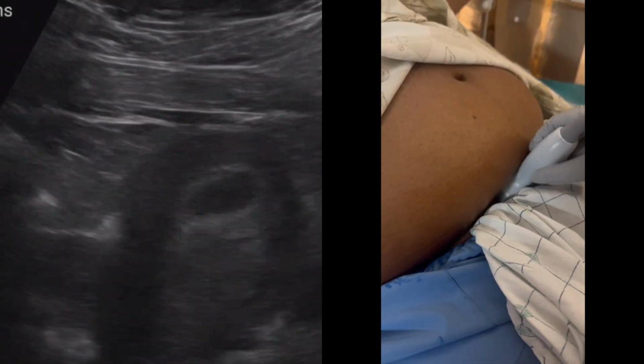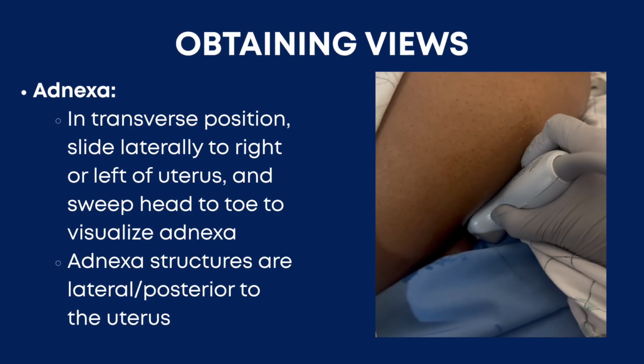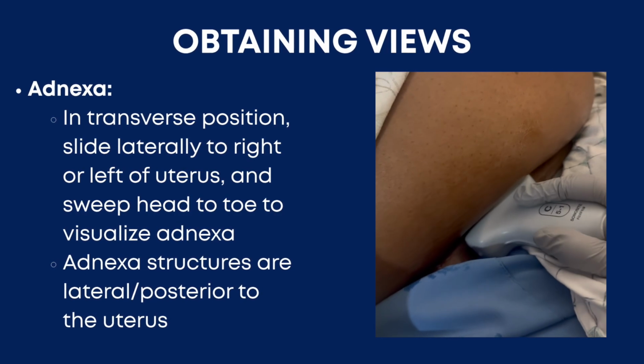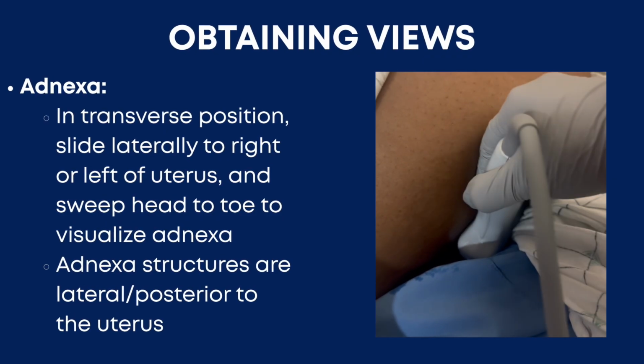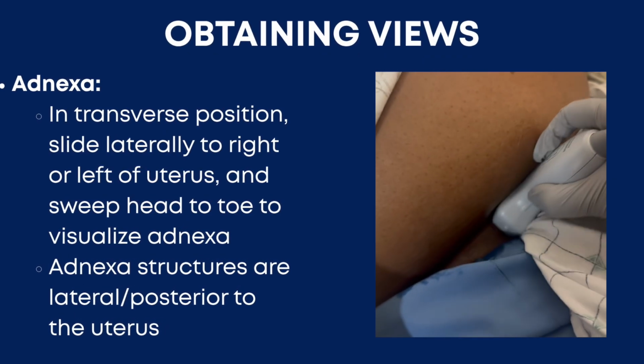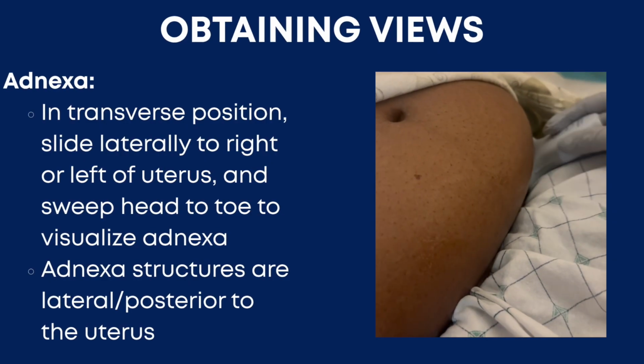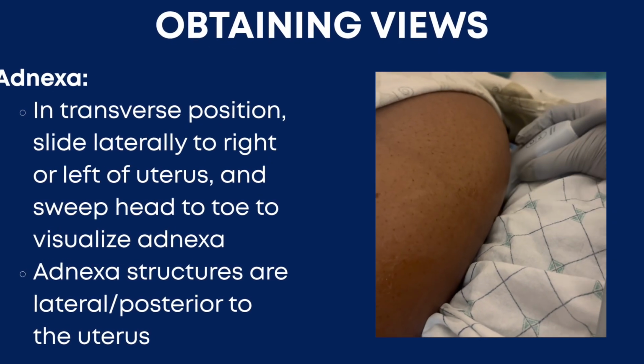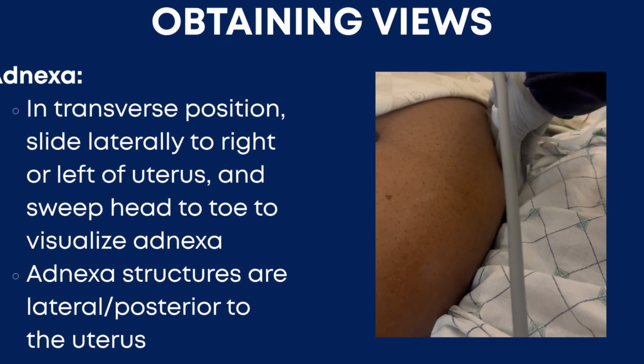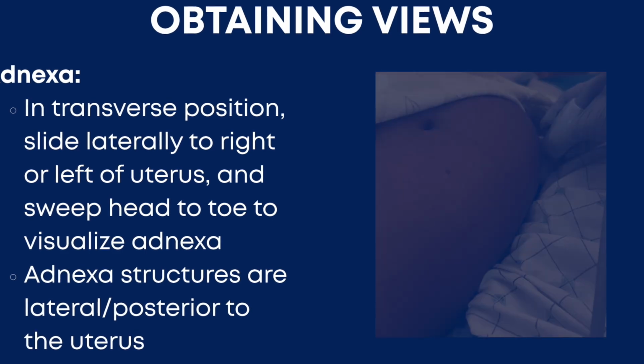The third view is the adnexa, which you want to obtain by looking in the transverse position and sweeping the probe to fully visualize the adnexa. And here you're looking for things like large cysts or other masses, as well as a pregnancy which is ectopic or not in the uterus where it should be.